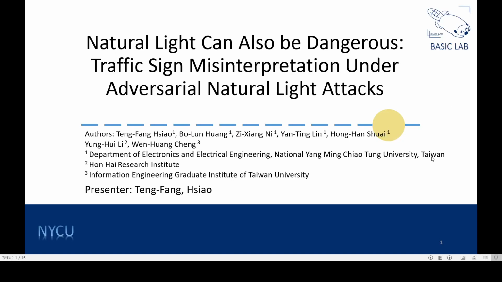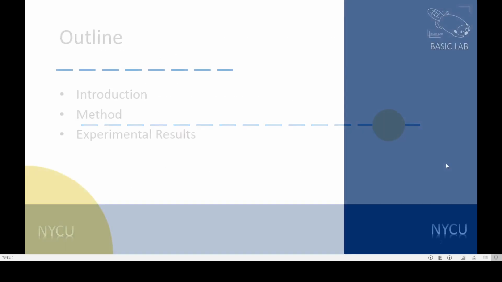Today I'm going to introduce our research. Natural light can also be dangerous. Traffic sign misinterpretation under adversarial natural light attacks.